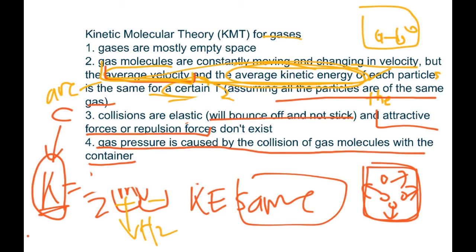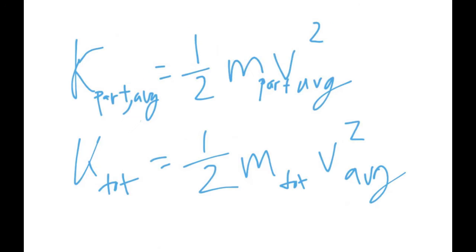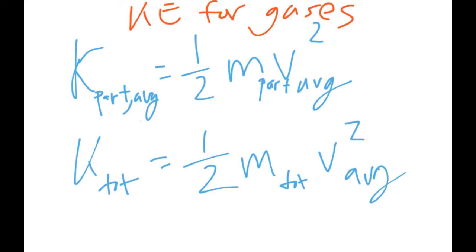So let's look at equations that give us the kinetic energy for gases. The first equation to calculate the kinetic energy for gases is, of course, K equals 1/2 mv squared. Now there are two ways you can use this. The first way is if you want to find the average kinetic energy for each particle of gas, then you have to multiply 1/2 times the mass of the gas particle times the average velocity of the particles squared.